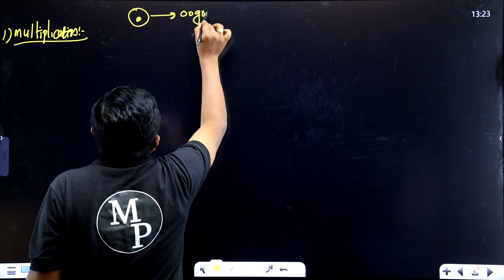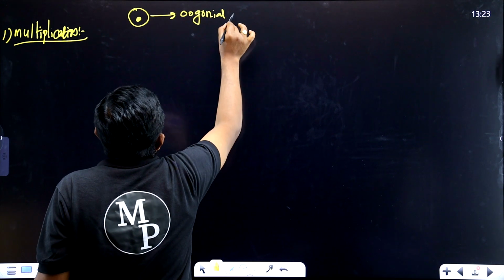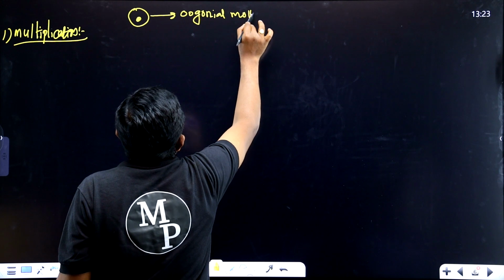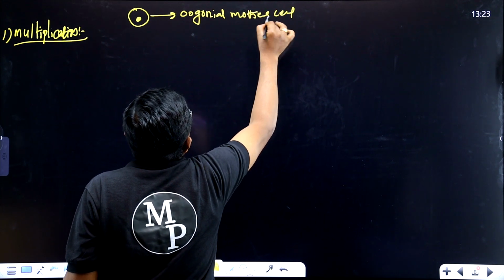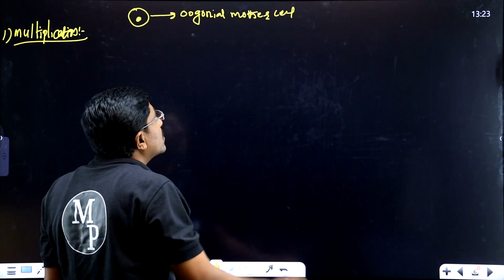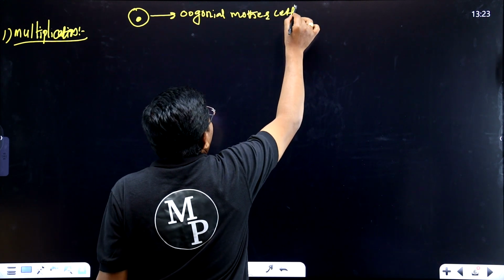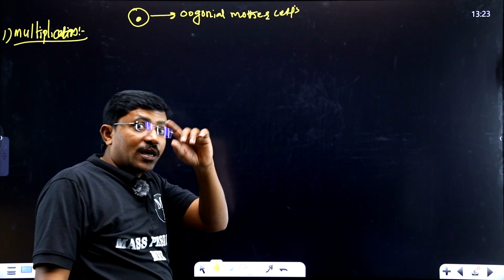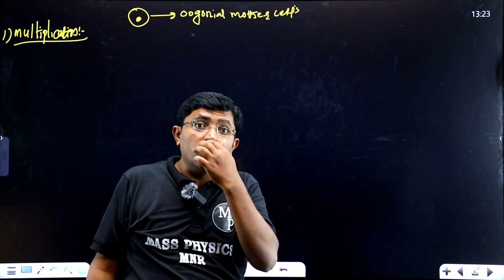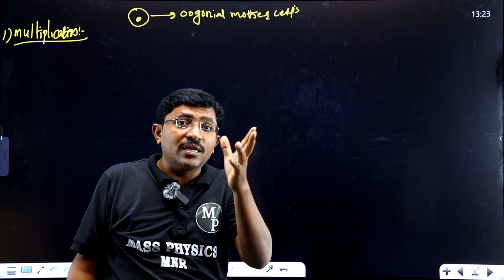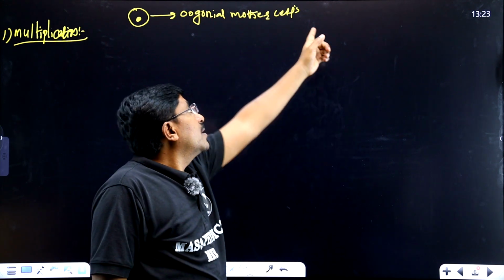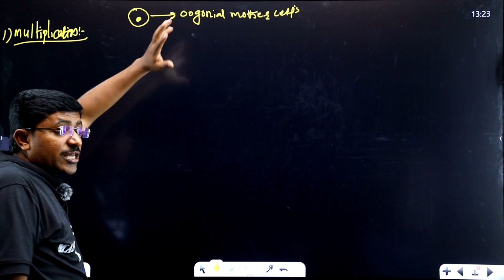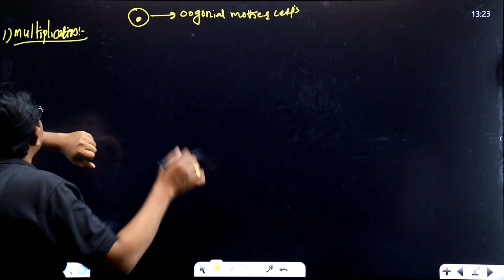So where are the oogonial mother cells present? Oogonial mother cells are present in the outer lining of the ovary. The outer layer of the ovary is the germinal epithelium. The epithelial cells are nothing but oogonial mother cells, and they initiate the oogenesis process.